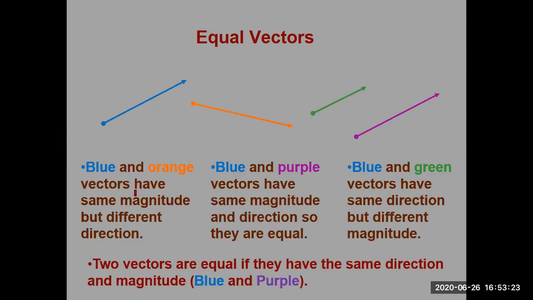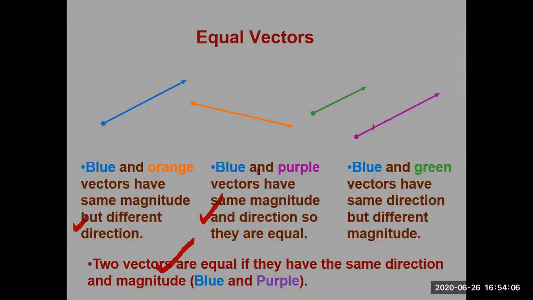blue and orange, the vectors have the same magnitude but different direction. Purple and blue: this one is purple and this one is blue. These vectors have the same magnitude and direction, so they are equal. It is mandatory for equal vectors that they have the same direction, but here these are not having the same direction. Blue and green vectors have the same direction but different magnitudes. They are not equal. Two vectors are equal if they have the same magnitude and direction.